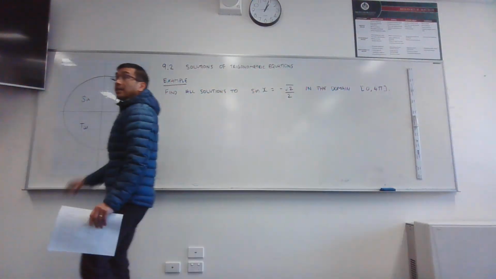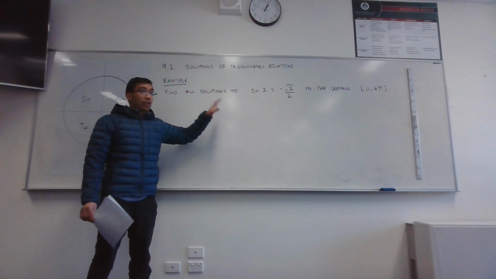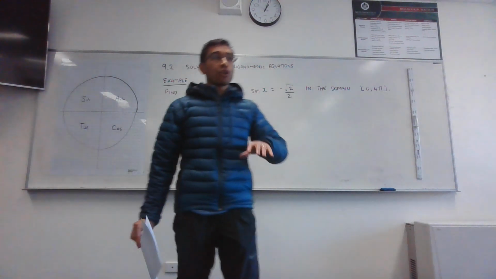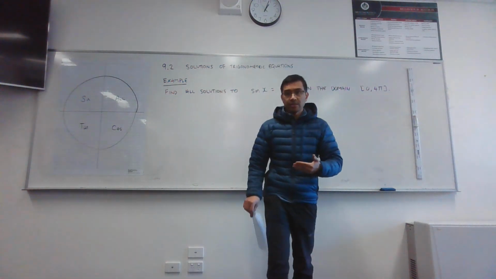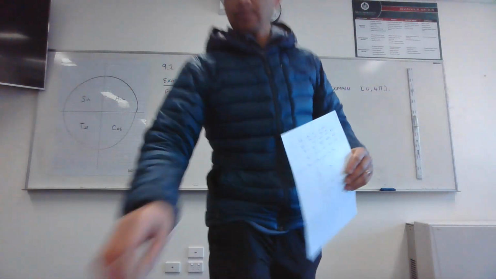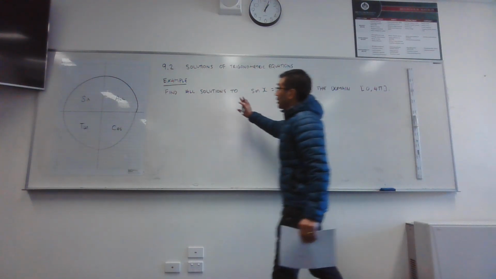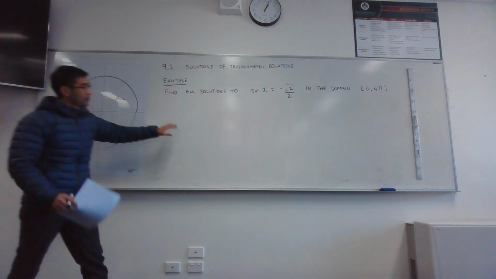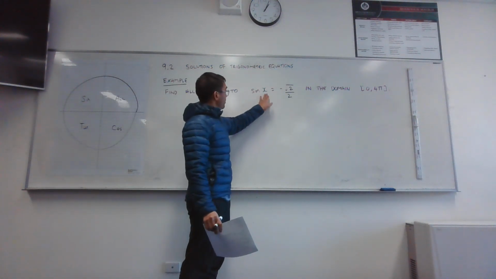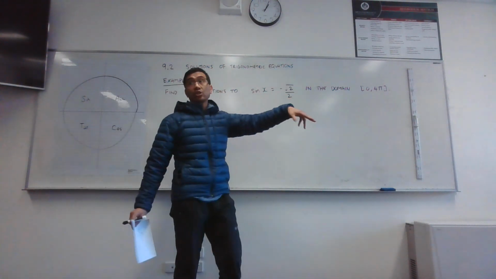Now, these questions are very common in year 11, very common in year 12. It's just a matter of practicing and just working out what they're really asking. They're after, for this question here, find all the solutions for the sine of something equals negative root 2 on 2 in the domain 0, 4 pi.